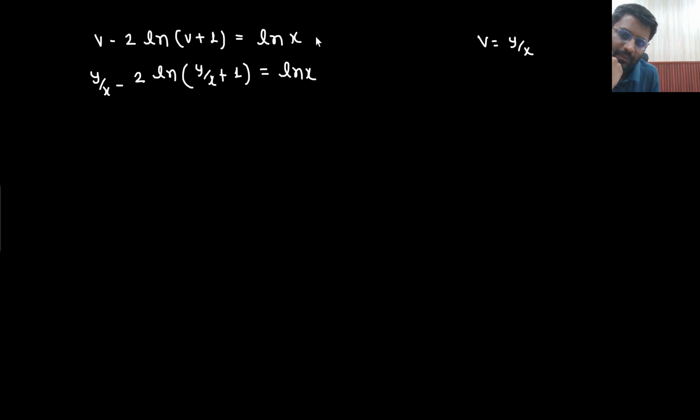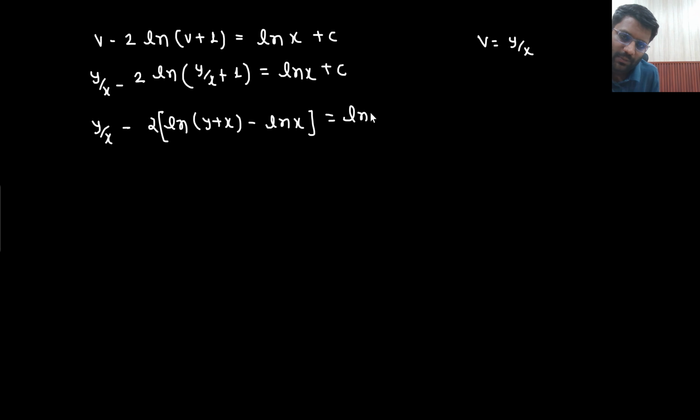That's it. What is v? v is y by x. Just put it. y by x minus 2 ln(y by x plus 1) equals ln x plus c as well. So y by x minus 2 ln, look here what I can see, this will become (y plus x) divided by x. So y by x minus 2 ln(y plus x) plus 2 ln x equals ln x plus c. So what you are getting, y by x minus 2 ln(y plus x) plus ln x equals c.